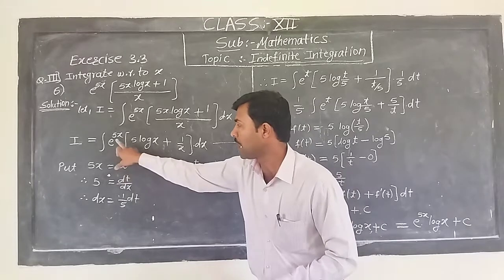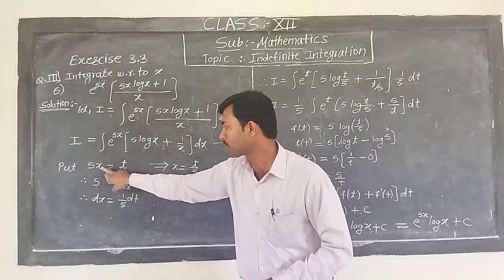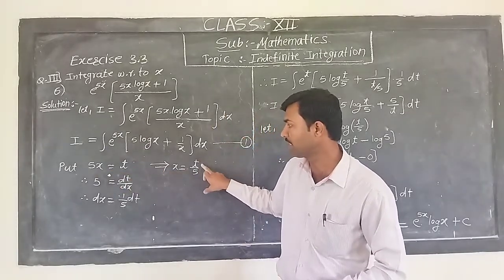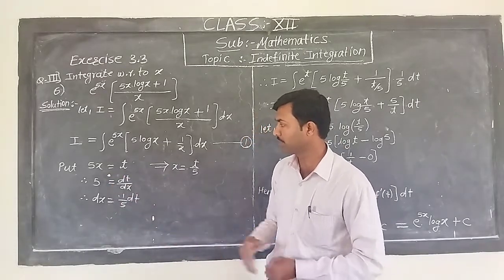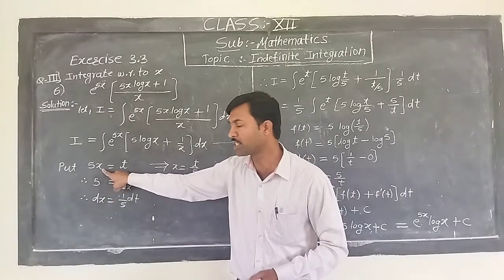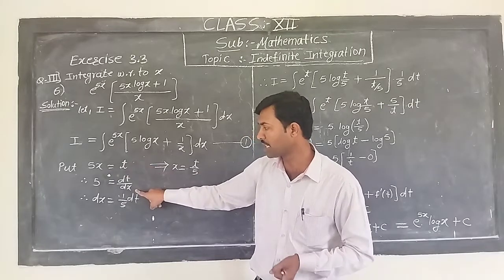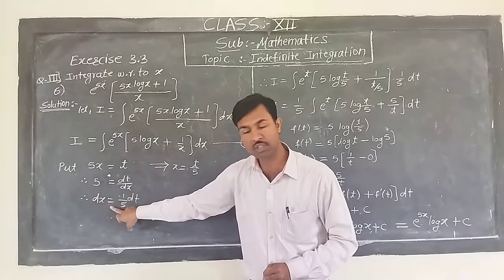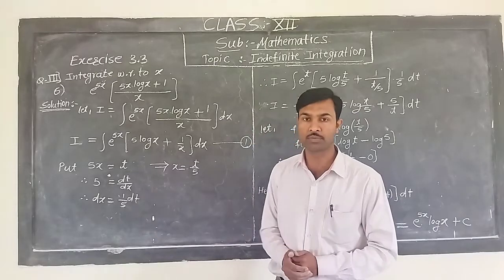So I replace this 5x by the letter t. As 5x is equal to t, then x will be t upon 5. The value of x is t upon 5. Now, if we differentiate this term, 5 constant remains as it is, the derivative of x with respect to x is 1, and the derivative of t with respect to x is dt upon dx, so that the value for dx will be equal to 1 upon 5 into dt, or dt upon 5.